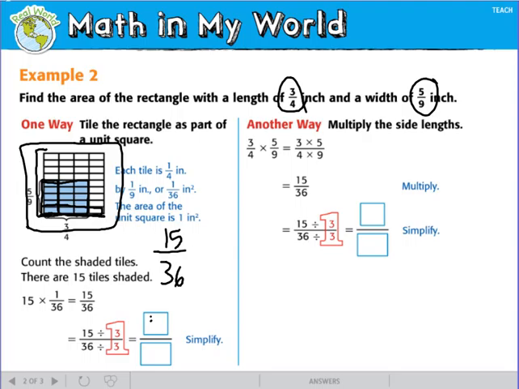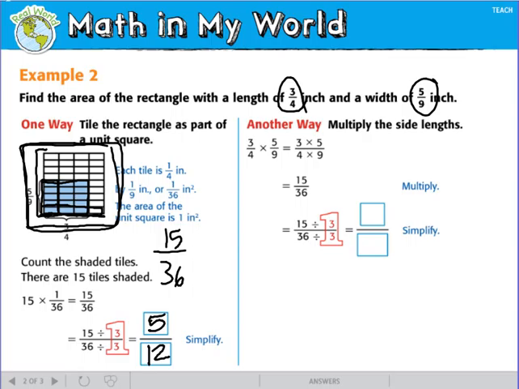Okay? So, this is our modeling. This is how we did it yesterday. Now, how we're going to do it today. Well, let's reduce it first. We have 15/36. Okay? So 15 divided by 3 is 5. 36 divided by 3 is 12. So we have 5/12. Okay? So yesterday, we modeled it just like that.